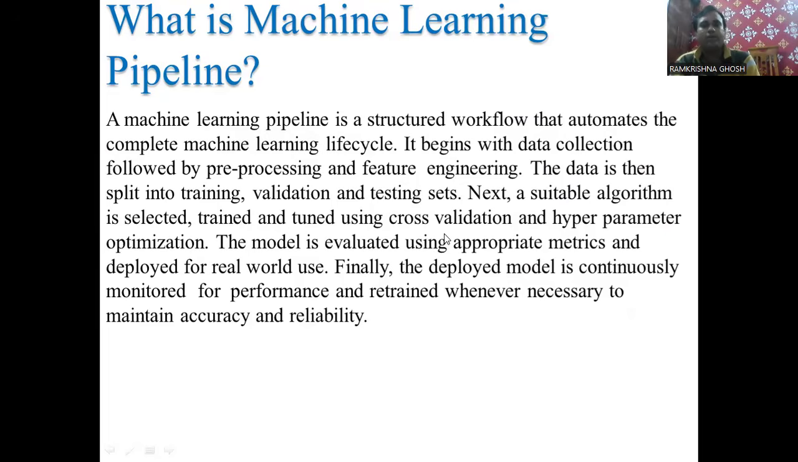Then the model is evaluated using suitable metrics and deployed for real-world use. Finally, the deployed model is continuously monitored for performance and retrained whenever necessary to maintain accuracy and reliability.